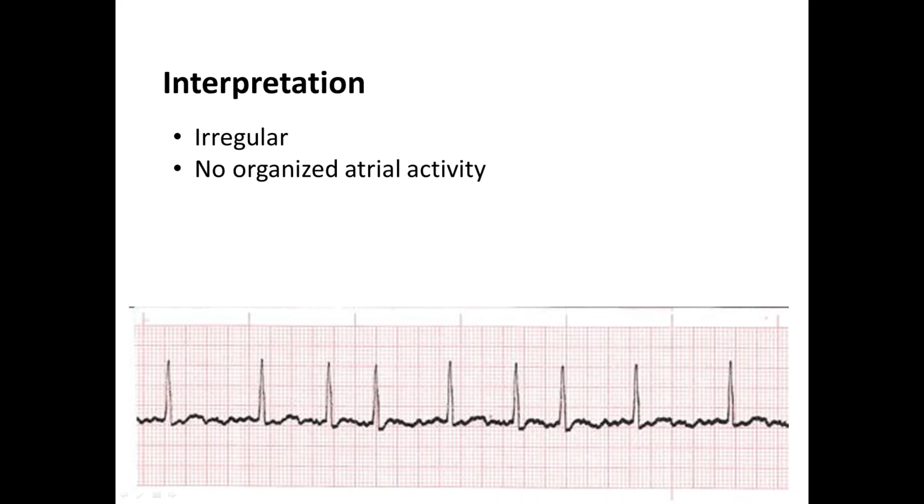Finally, I'm going to look at the QRS complexes. They look narrow. They look like they're 0.12 or less, so they're happy. So looking at this with an irregular rhythm, with no organized atrial activity, narrow QRS complexes, that gives us AFib.